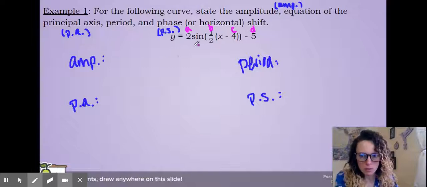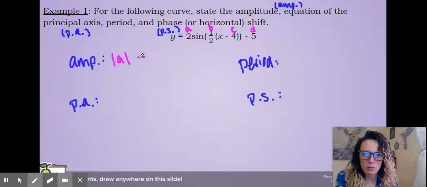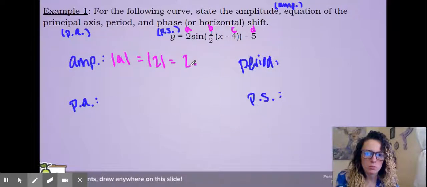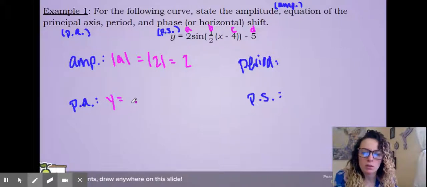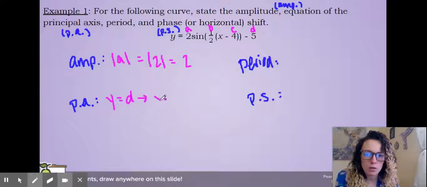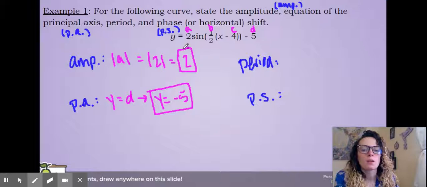So the amplitude, remember, is the absolute value of A, which in our case would be the absolute value of 2, or just 2. The equation of the principal axis, remember, equation means you have to have the equal sign. We had already said that the equation of the principal axis is y equals d, which in our case means y equals -5. Box some of these up.